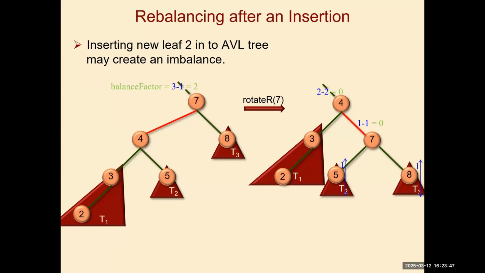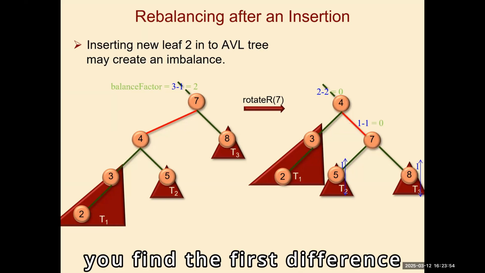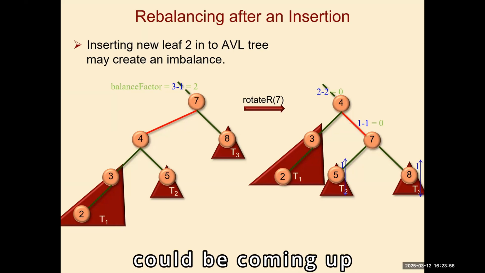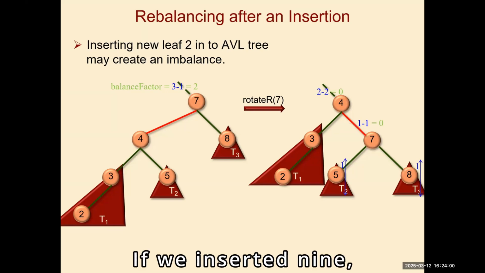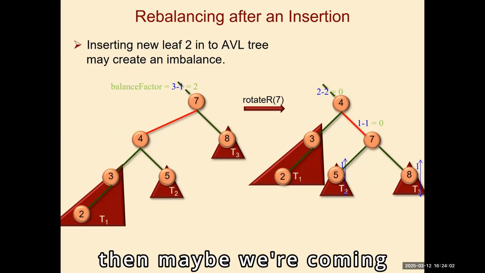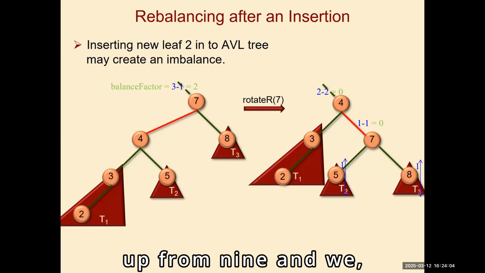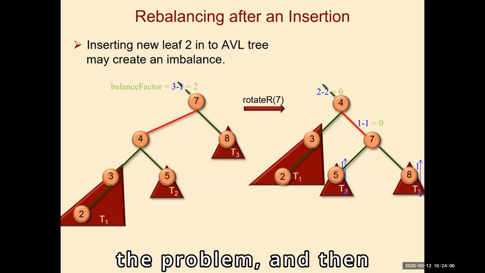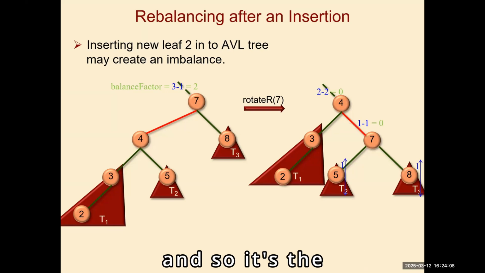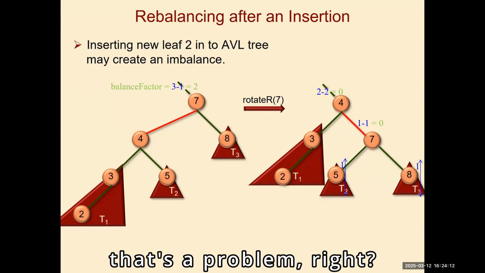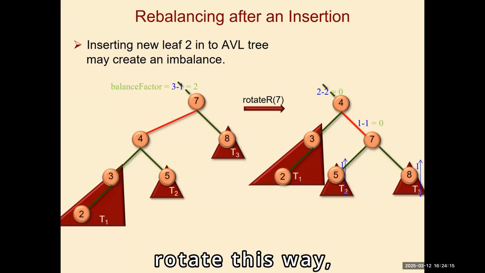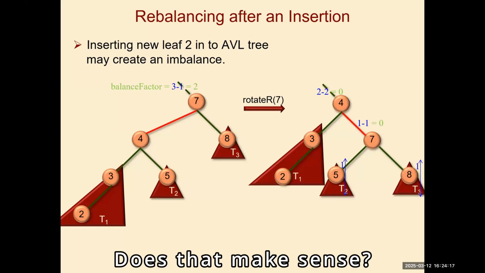Does that make sense? So when you're doing an insert, you walk up till you find the first difference. And of course, you could be coming up from this direction, right? If we inserted 9, then maybe we're coming up from 9 and 7 has the first problem. And so it's the edge from 7 to 8 that's a problem, right? And then we rotate this way, right? Does that make sense? Everybody good?